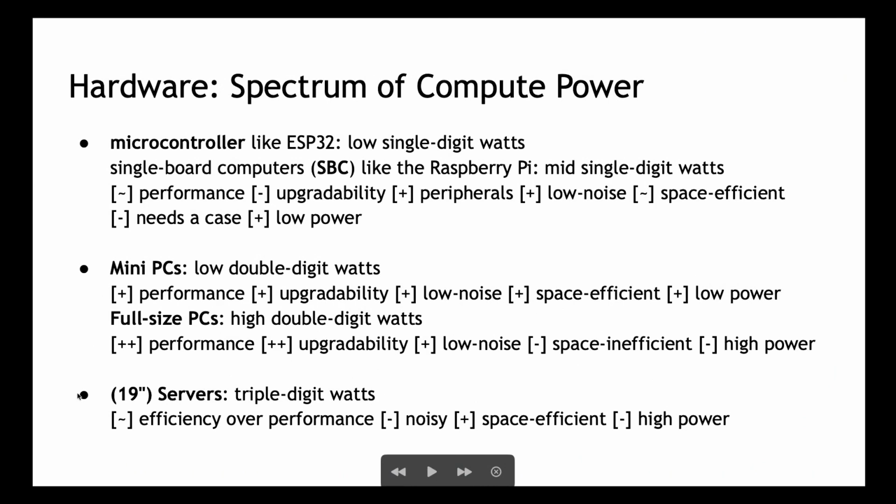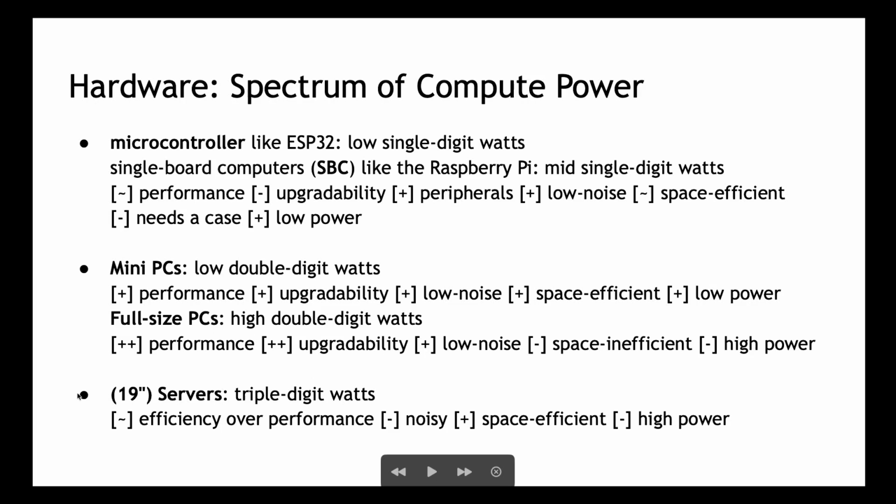So I think the smallest that we can start with is a microcontroller, like an ESP32, for example. It will consume a low number of single-digit watts of power. And the next step up is a single-board computer, an SBC, like the Raspberry Pi, which is in the same area and just uses a little bit more, mid-single-digit watts. Now, how does that compare, the microcontroller and SBC part of the spectrum, to more powerful stuff?